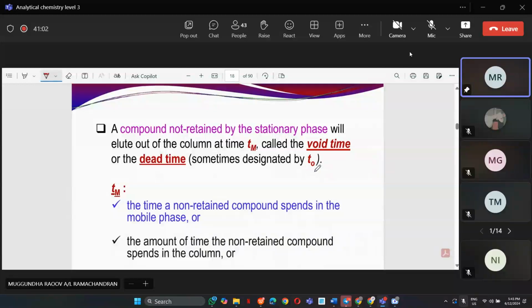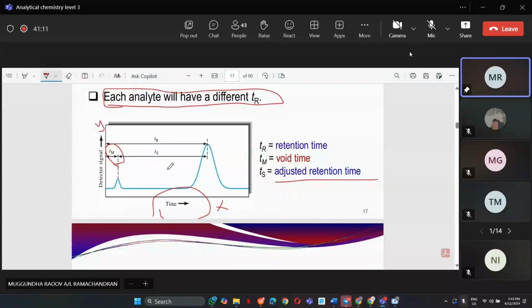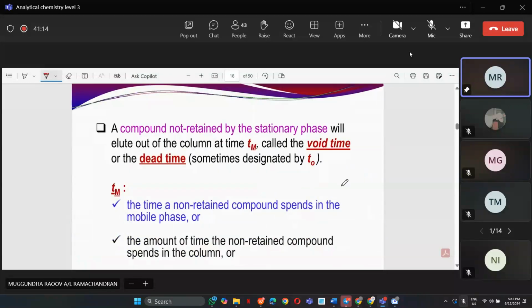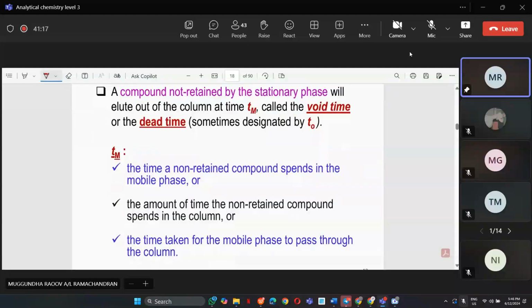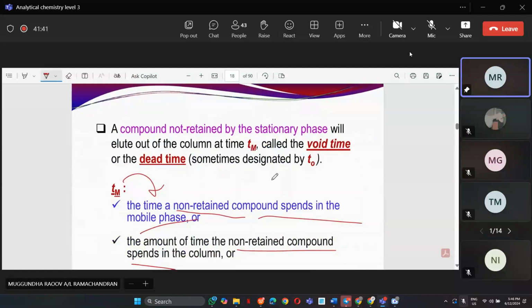Now TM. Usually we can see it in the HPLC chromatogram. We call TM the void time or dead time. This is the time a non-retained compound spends in the mobile phase. It doesn't retain at all, so it immediately elutes from the column. It is the time a non-retained compound spends in the column, or the time taken for the mobile phase to pass through the column. We call this the void time or dead time.